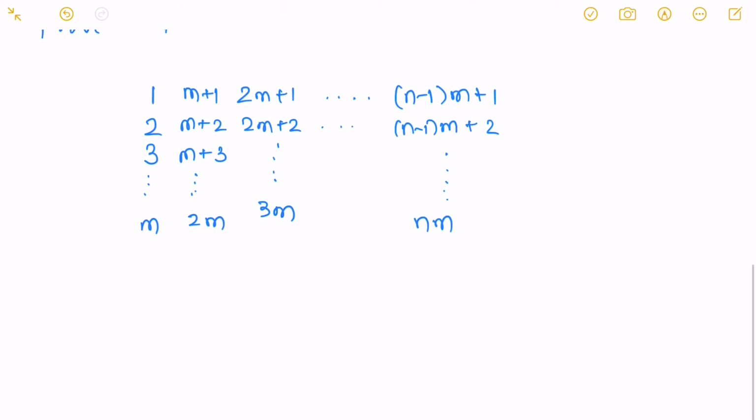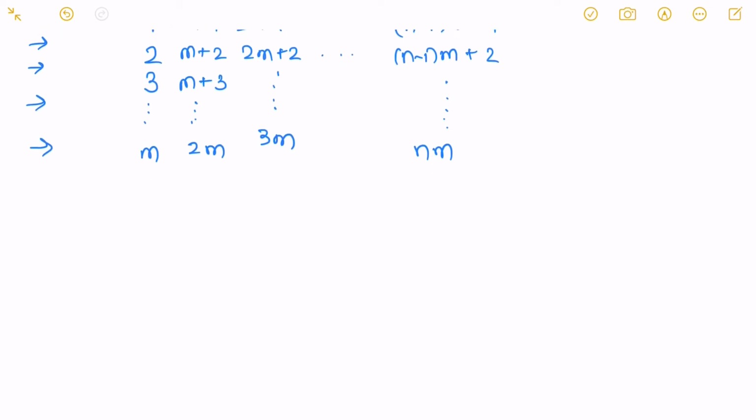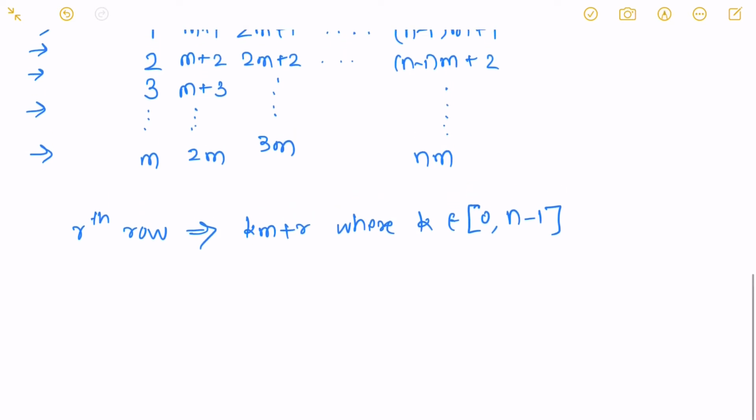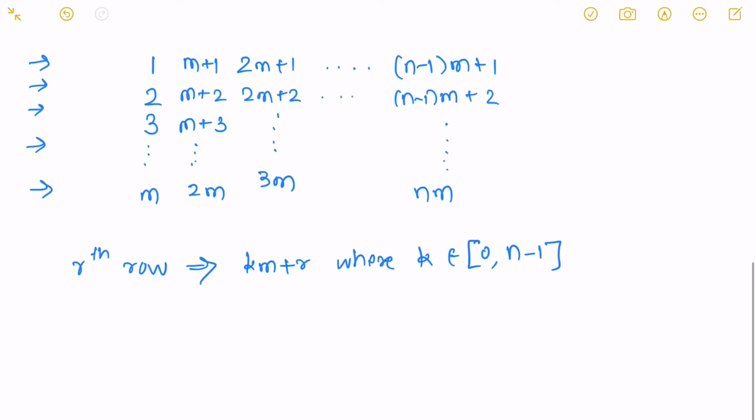So you can call the first row numbers the indices of the rows, right? Since the rows are numbered from 1 to m and we are enumerating top to bottom in the same fashion from 1 to m, the numbers in the rth row are of the form km + r, where k runs from 0 to n-1. So this is basically how I have tried to express a generic row, from the fact that we have displayed it in a rectangular fashion.